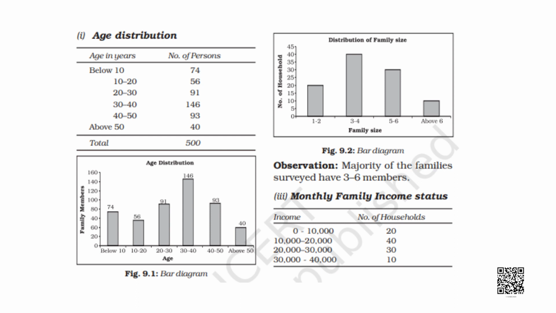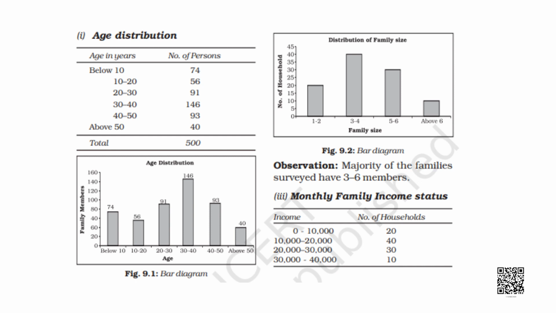So, you have on your screen, first, the tabular presentation of the age distribution. We have age in years which is below 10. There are 74 people who are below 10. Then from the age group 10 to 20, we have 56 people. In the age group 20 to 30, we have 91 households. Then from the age group 30 to 40, we had 146 people.